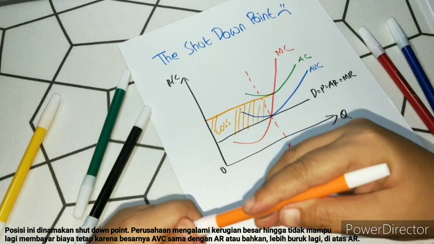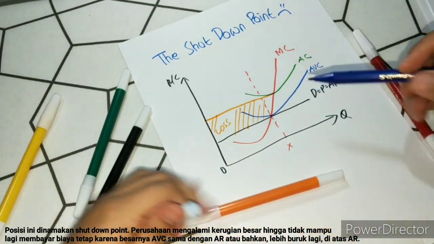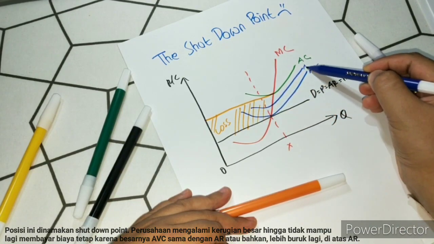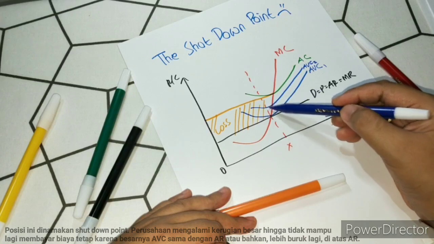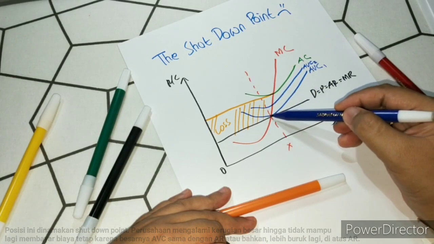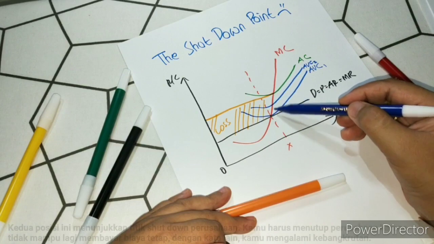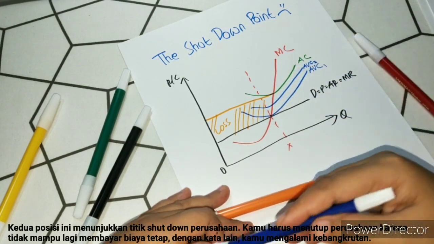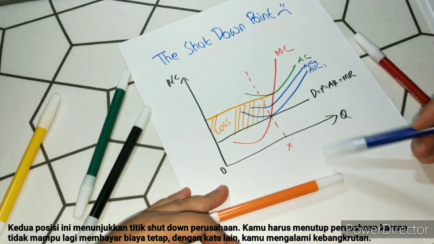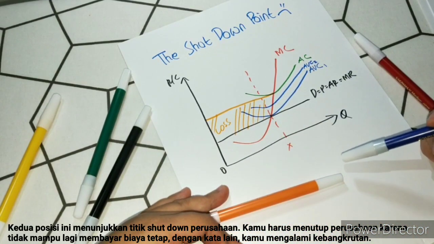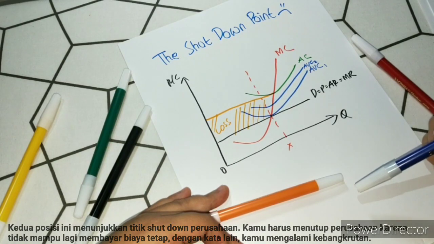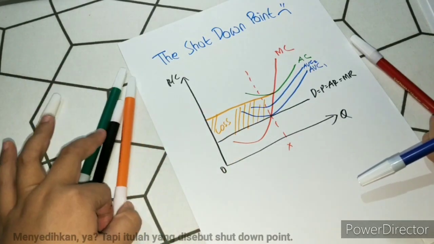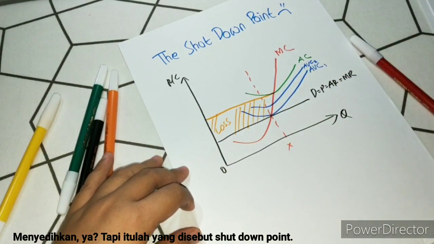Or the worst position is like this, where your average variable cost is above your average revenue. This is the same, and this is above. Both positions of average variable cost here represent the shutdown point. So you have to stop operating, because you cannot afford to pay your fixed cost anymore. It means you totally go bankrupt and you have to close your company. It is so sad, but it is the shutdown point.